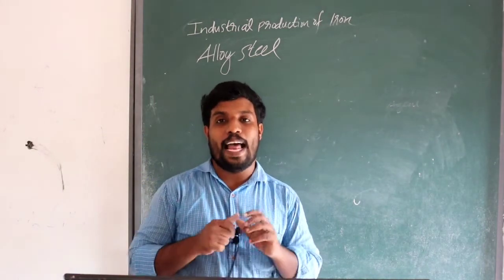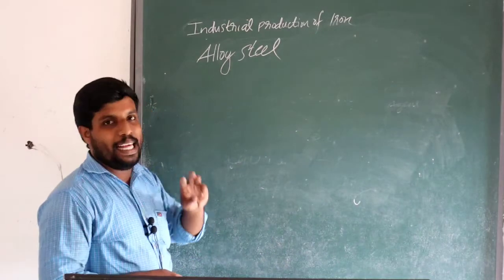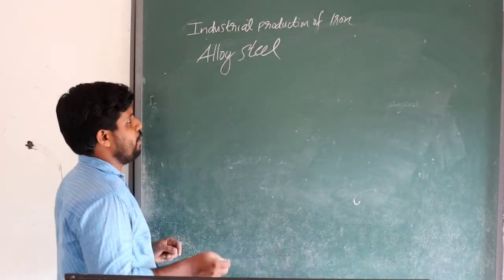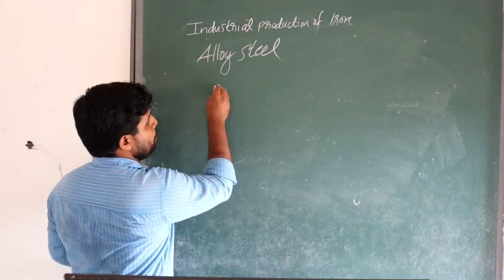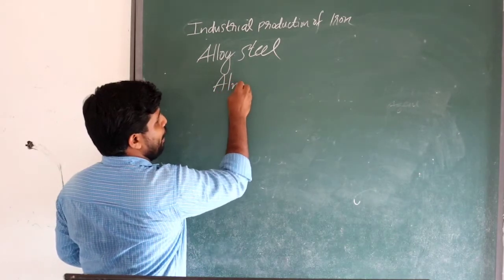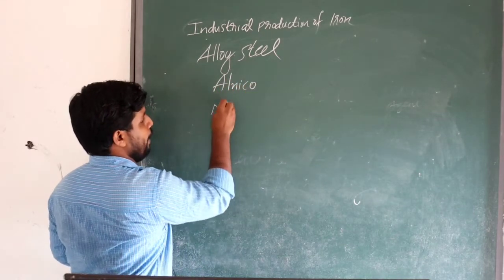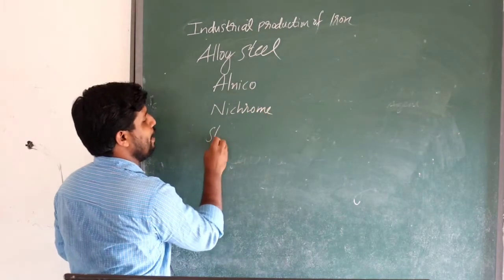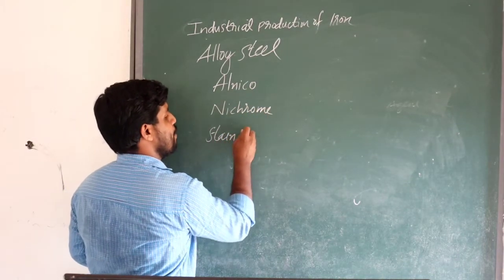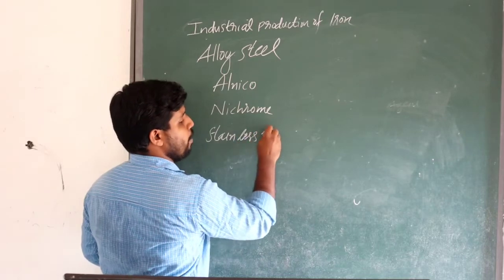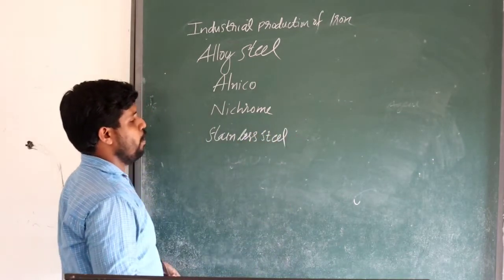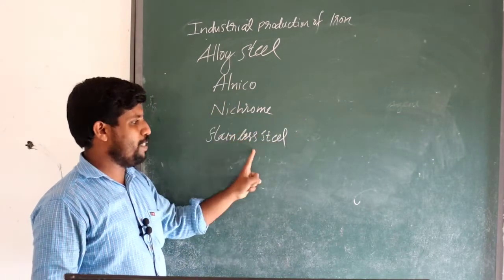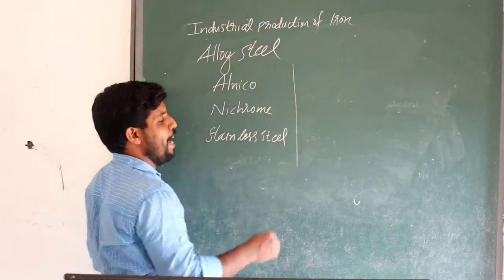We are studying the alloys of iron, they are known as what? Alloy steel. Here we want to study three alloys of iron: alnico, nichrome, and stainless steel. So these are the three alloys of iron.